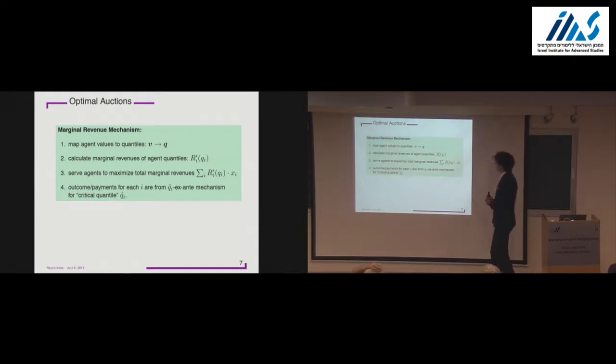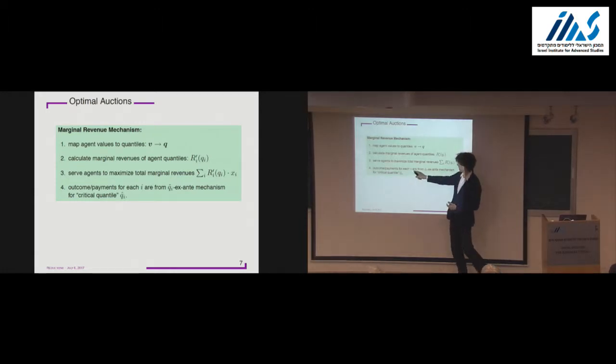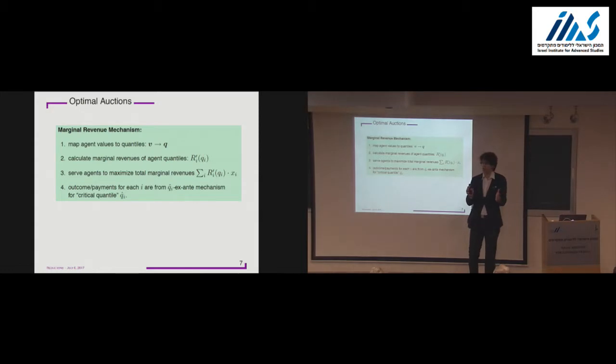Okay, just to complete the picture, what is what I call the marginal revenue mechanism? Sometimes people call this Myerson's mechanism. I call it the marginal revenue mechanism because that's what it's doing. You map values to quantiles. You calculate the marginal revenues for agent quantiles. You serve the agents to maximize the total surplus of marginal revenues, subject to feasibility of the allocation. And then the outcome and payment for each player is, well, you look at the minimum quantile at which they would still be served by their ex ante mechanism in R, and that's the critical quantile, and you offer them that ex ante mechanism. So it's like, in the single dimensional case, find the minimum price the person would have had to bid to win, and then offer that price.